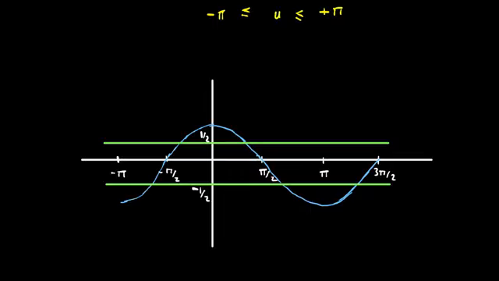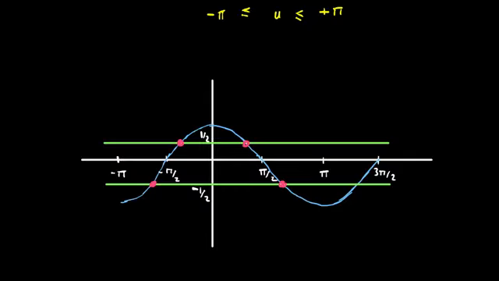So if we want to solve where cos u is equal to plus a half, then that's going to be given by these intersections here and here. And if we want to solve it when cos u is equal to minus a half, that's going to be these intersections here and here. Okay, so what can we do?